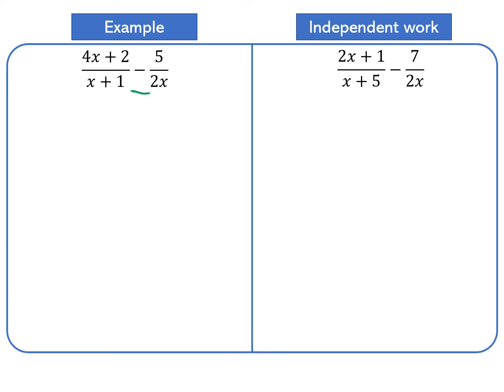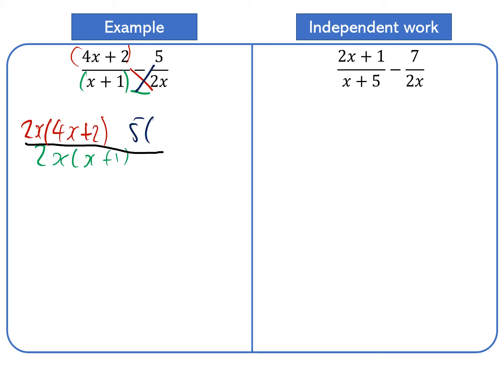So first of all, I'm going to multiply those two together. So I've got 2x, x plus 1, and that's our denominator, and then our numerator, we're going to first of all put that in a bracket. I've got 4x plus 2 times 2x. Again, I'm going to put the 2x on the outside of the bracket. And then the other one, I've got 5 times x plus 1. I've got a negative there.